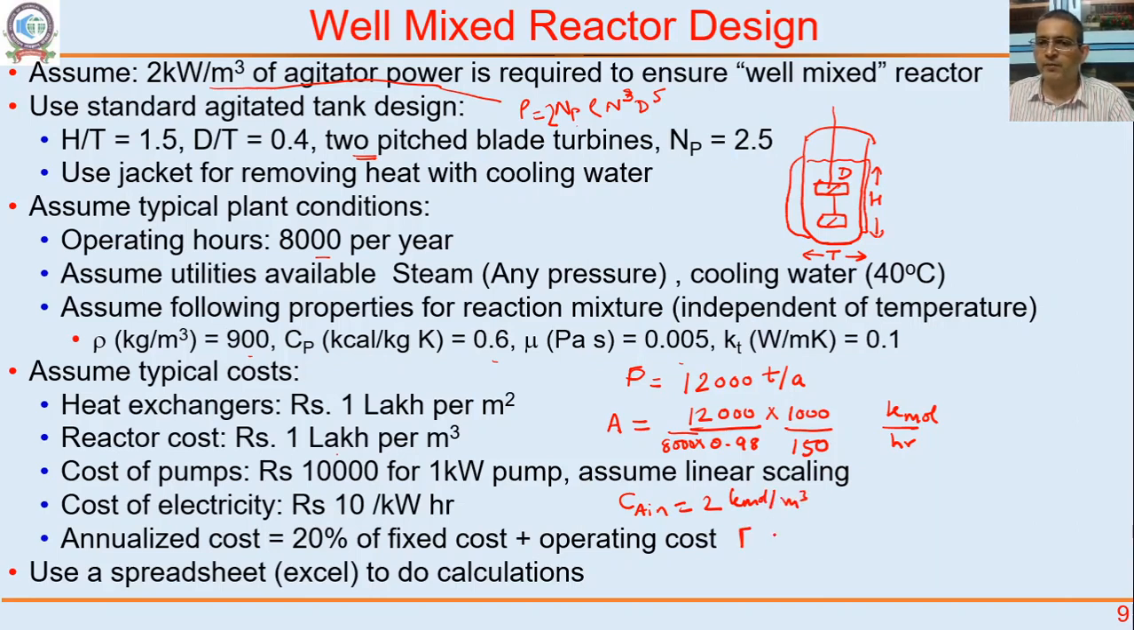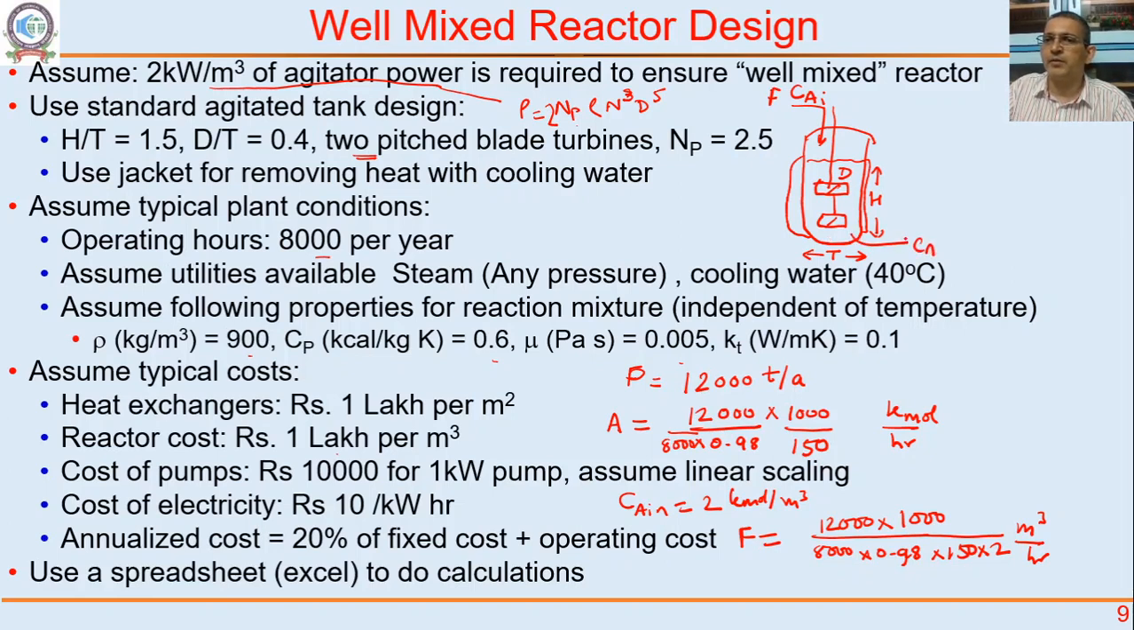So what is the flow rate required? Flow rate required would be 12,000 into 1,000 divided by 8,000, 0.98, 150 and 2. That means so many meter cube per hour. So what we have got now? We have got flow rate, we have got inlet concentration 2 kilomoles per meter cube, and we have got outlet concentration. 98% has reacted. 2% of 2 kilomoles per meter cube is remaining, 0.04 kilomoles per meter cube.